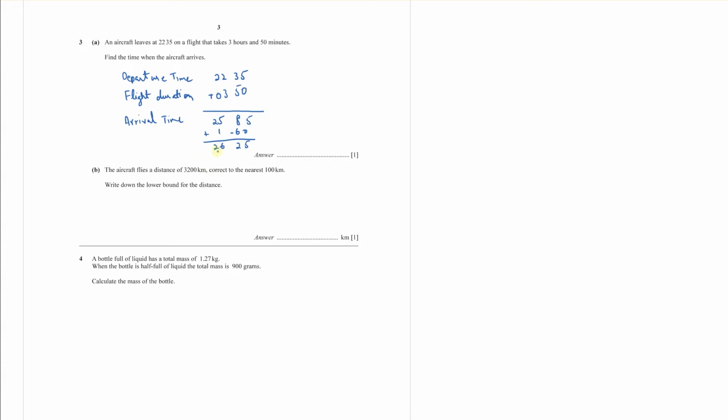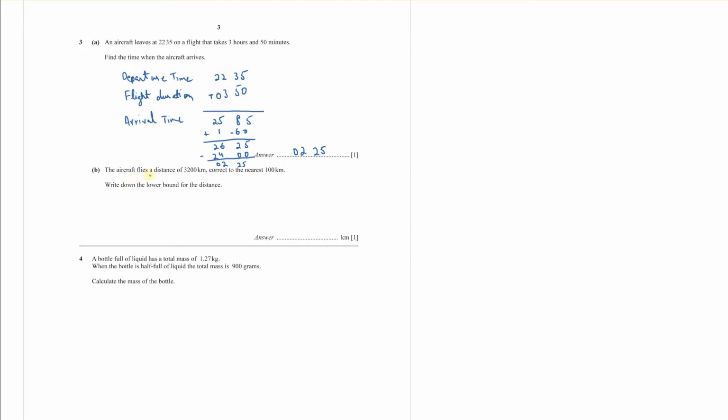25 minutes. Now your hours are over 24. That means you have moved on to the next day. So you subtract 24 from this. So you get 2 hours and 25 minutes. So you subtracted 24 hours. So your arrival time is 02:25, which is basically 2:25 a.m. the next day.